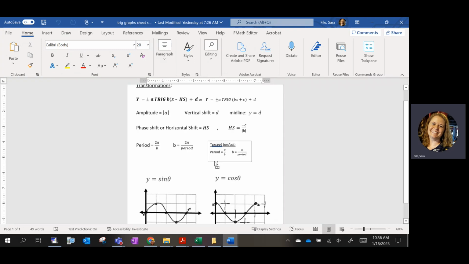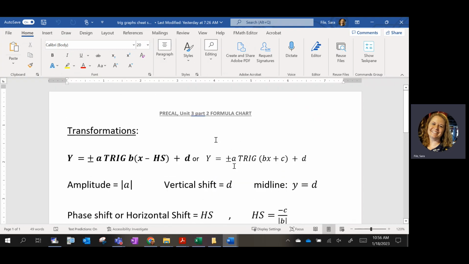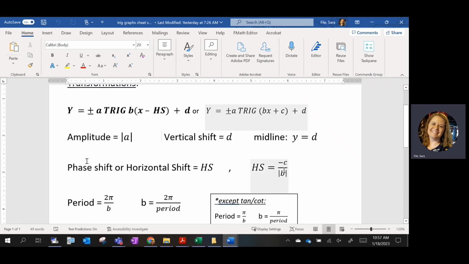The format of your equations, remember, you can have D at the end. D could technically be written at the beginning in front of the plus or minus A if you wanted to. Your B can be factored out, or the B could be in the parentheses, multiplied in. And when that's the case, you have this C value, and you have to calculate your horizontal shift by doing negative C divided by absolute value of B.